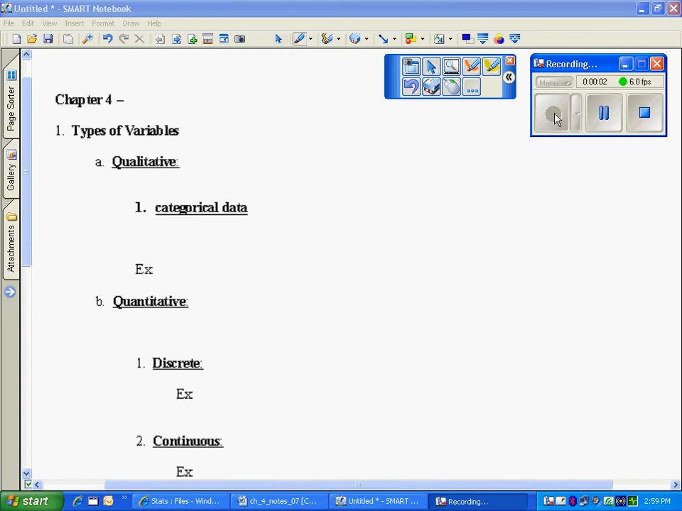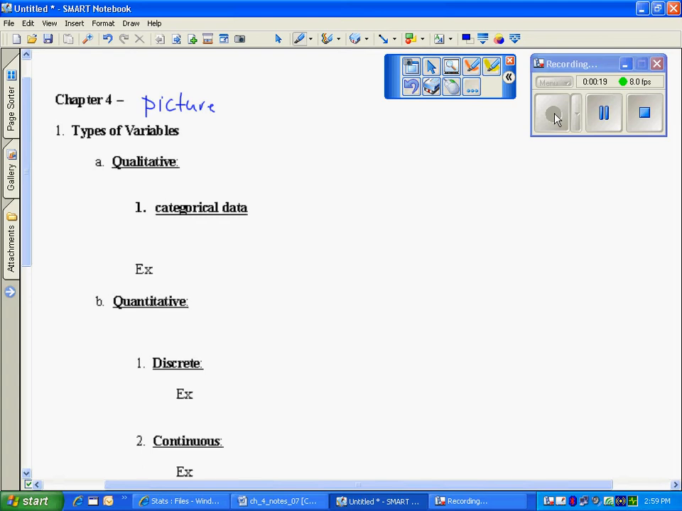The first lecture on Chapter 4 deals with variables, and what we're going to do in Chapter 4 with these variables is we're going to draw pictures. We're going to display this data, and looking at the picture, we're going to try to decipher or determine some things that are happening within that data set.